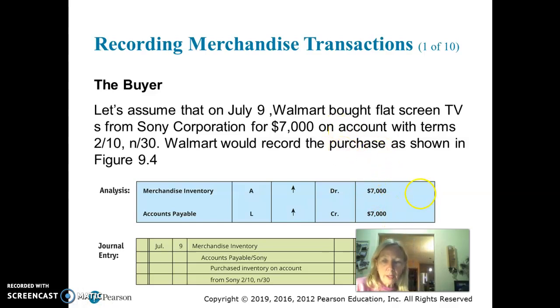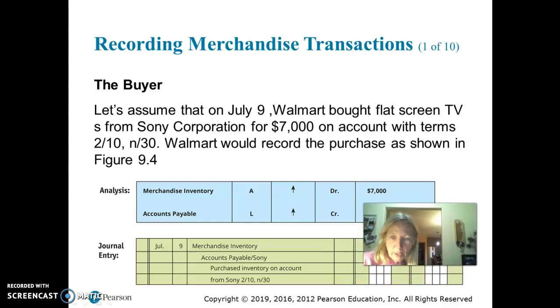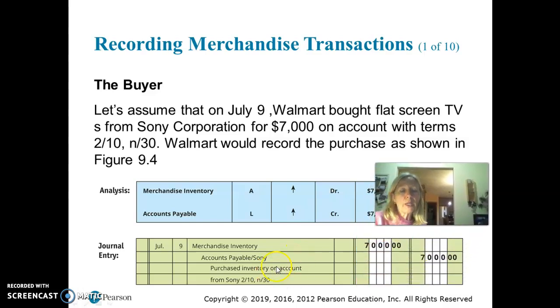So how would we journalize that? Merchandise inventory acts like an asset, and then you now have an account payable with Sony, who you bought all the TVs from. So that's how you would journalize that. Very simple. This is just added information. So we have not paid for it yet. We just have the merchandise on an account.